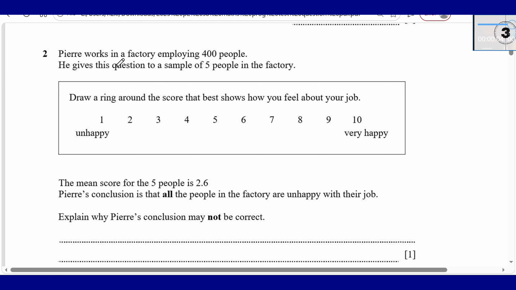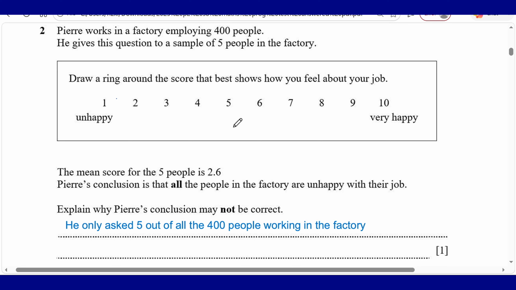Pierre works in a factory employing 400 people. He gives this question to a sample of 5 people in the factory: draw a ring around the score that best shows how you feel about your job, 1 unhappy, up to 10 very happy. The mean score for the 5 people is 2.6. Pierre's conclusion is that all the people in the factory are unhappy with their job. Explain why Pierre's conclusion may not be correct. So pay attention to the word in bold. We'll reveal the answer as the timer returns to 0.